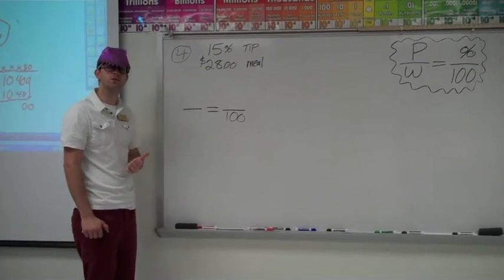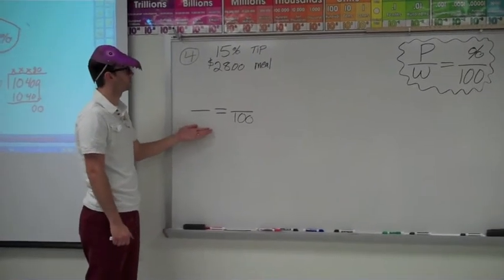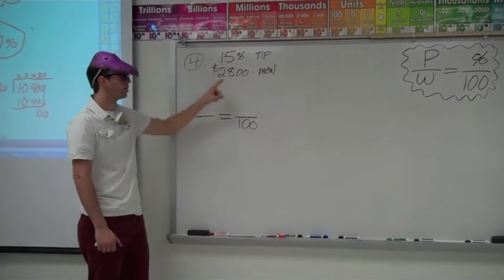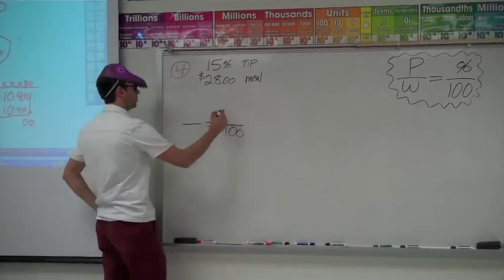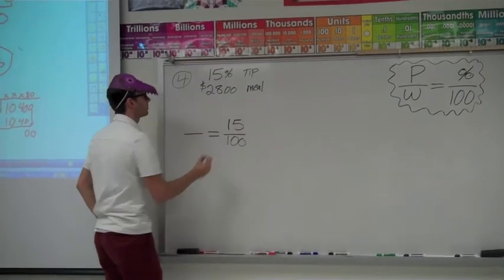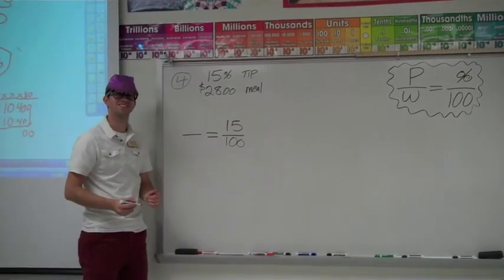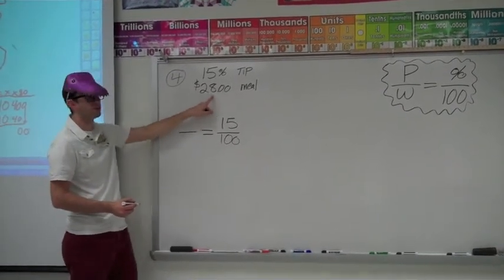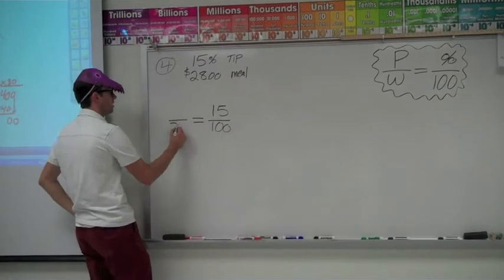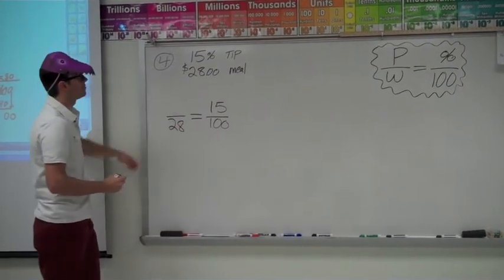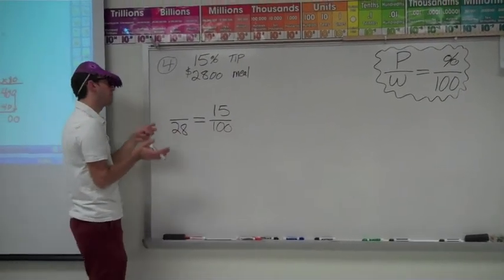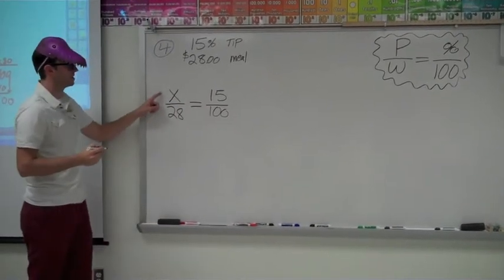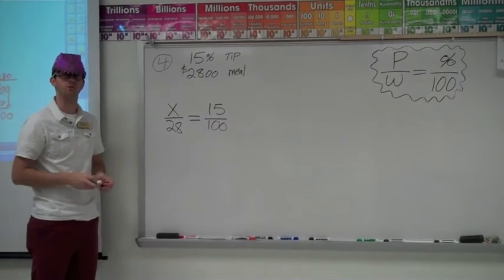So the first thing we need to do is identify in our proportion where should these numbers go. I remember that the percent should go over 100, so we're going to put our percent right here. Look at that 15, that's nice. And then I remember that the whole number should go on the bottom. The total that they spent on the meal is $28. It's going to go down here. The amount that they leave for a tip is going to be part, and so it's going to go on top. The amount they leave for the tip there is going to be X. We don't know what it is. We're going to solve for it.